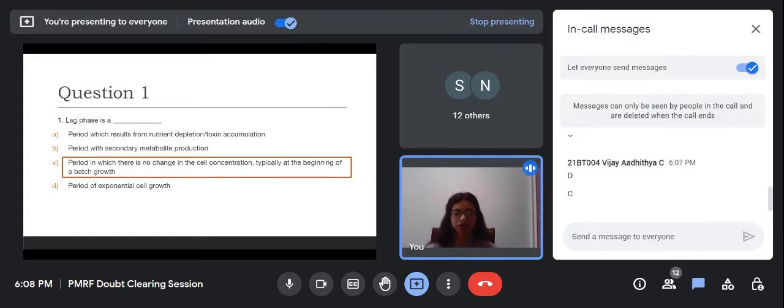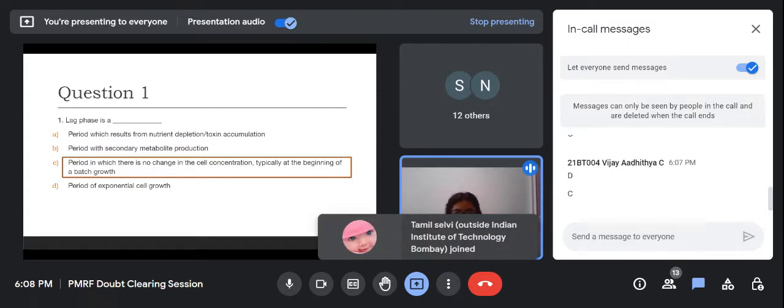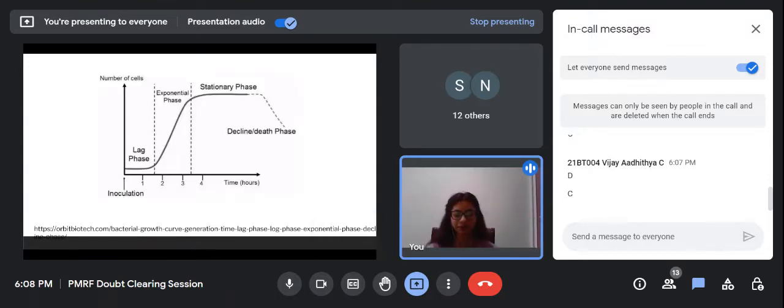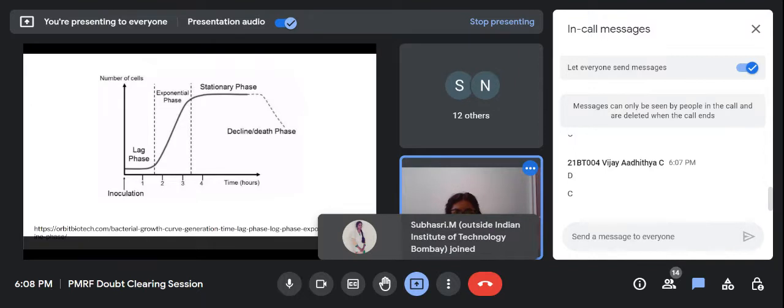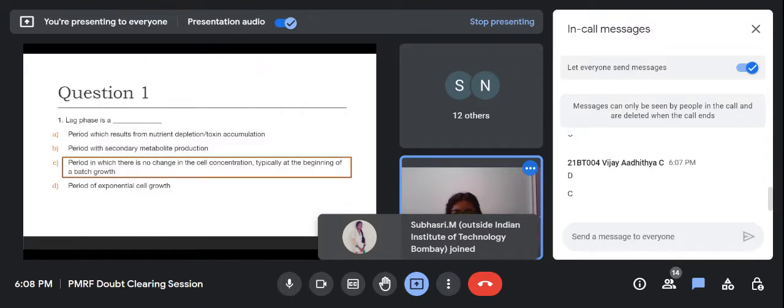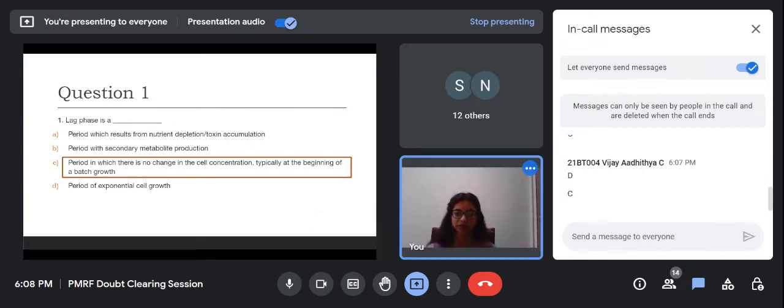So what happens is, as soon as you add your cells to a bioreactor, or a reaction in which nutrients are provided, it takes a little time for them to get accustomed to it before they start to actually divide, right? That period is called the lag phase, where there's not really any increase in the amount of cells. So the correct answer is C, a period in which there is no change in the cell concentration, usually seen at the beginning of a batch growth.